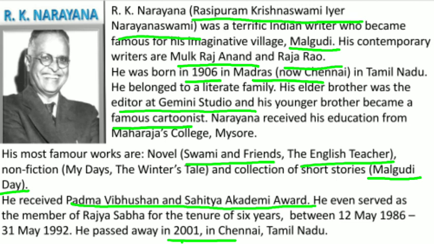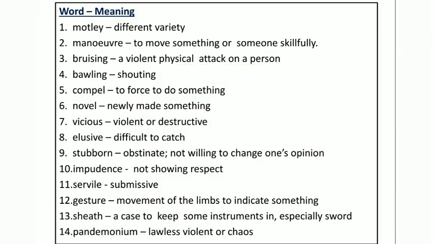Now we will proceed further and see the story in detail. Now let us see the word meaning. Altogether there are 27 words which I have chosen, and their meanings are given here, like motley, maneuver, breezing, bowling. So many words are here, as you can see. Better if you pause the video and copy all these or take a screenshot so that you have a record. Because if you read all these meanings, it would help you to understand better.